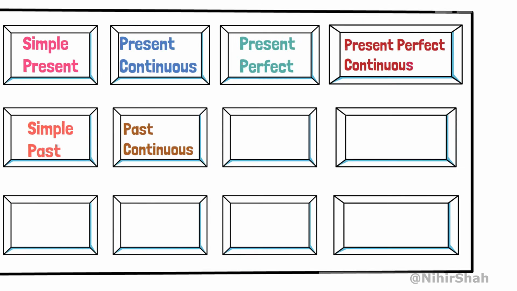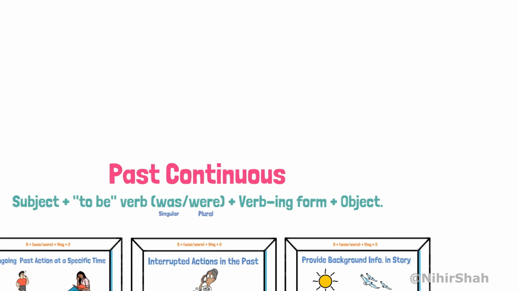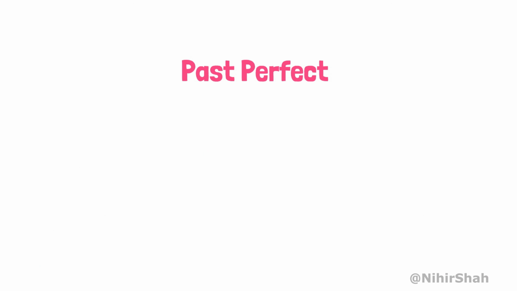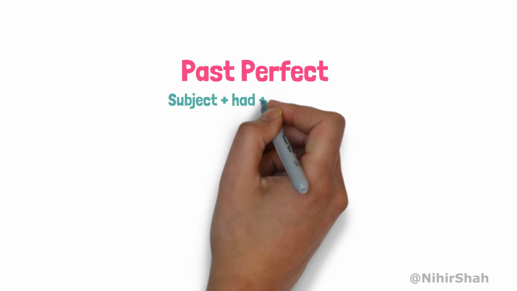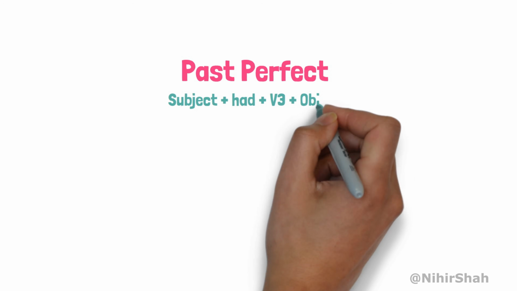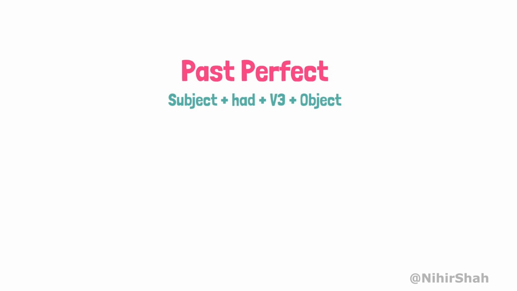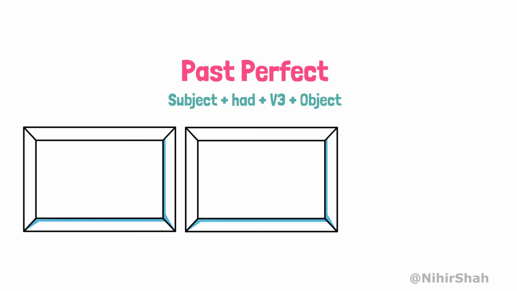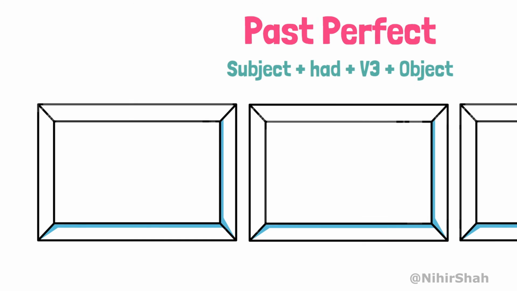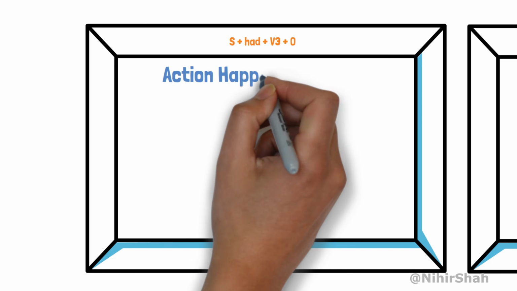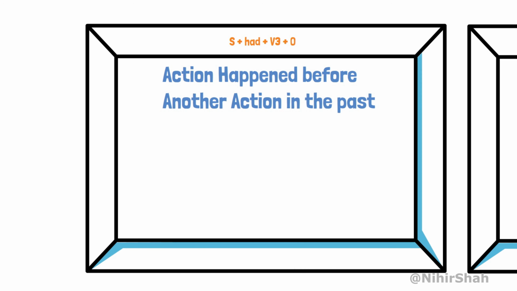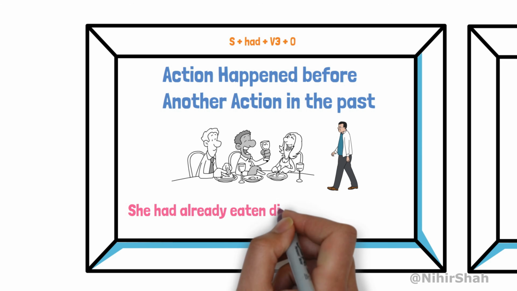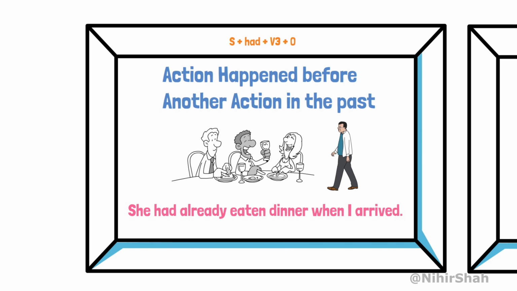Let's look into the next tense. Number 7, past perfect tense. The sentence structure is subject plus had plus past participle form of verb, or verb's third form, plus object. The past perfect tense is typically used when number 1, to describe an action that happened before another action in the past. She had already eaten the dinner when I arrived.